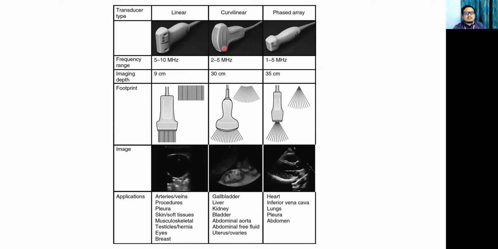So these are three types of probe with three different frequencies. The lowest frequency will be the phase array, in the middle will be the curvilinear, and the highest frequency range will be the linear. This is the direction of the sound wave traveling, and this is the direction of sound wave traveling like this, the wide body, and then this is the direction of the phase array. So the different applications for different probes are as shown here.